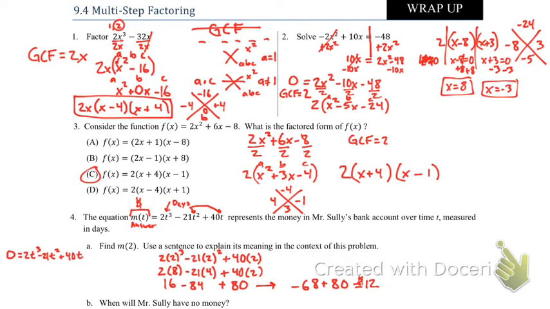Okay? And we want to know how much time it will take, how many days Sully will have no money. So guess what we're doing? We are solving. We're basically doing this process up here. Okay? We want to know what T is, not X, but T. So we want to go ahead and factor. So we're going to GCF out.